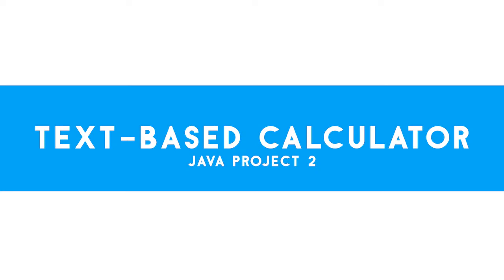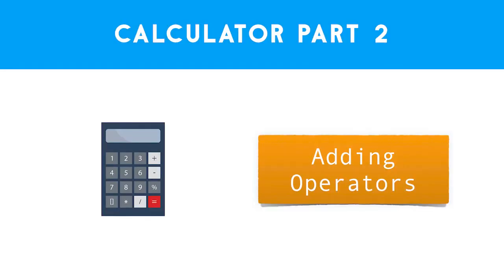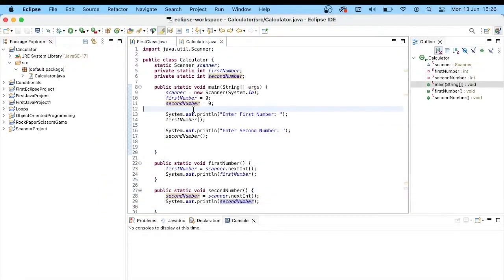Welcome back. In this video, we will be creating part 2 of our calculator project, which we started creating in the previous video. So we already used the scanner class to scan for the first number and the second number. So in this video, we will be asking the user for an operation. But before we do that, there's one thing we should change in our code.